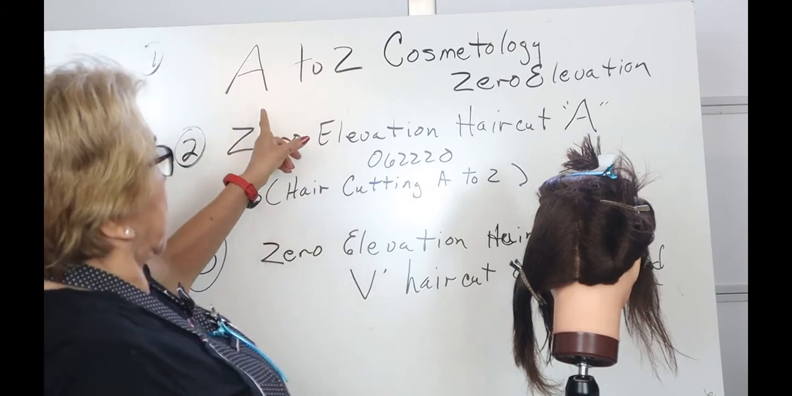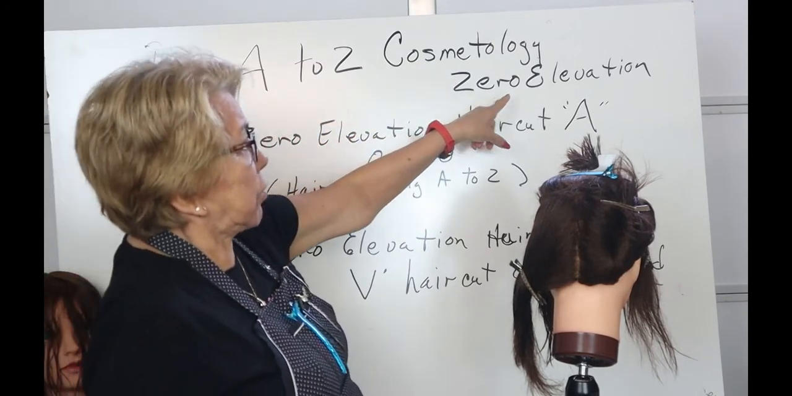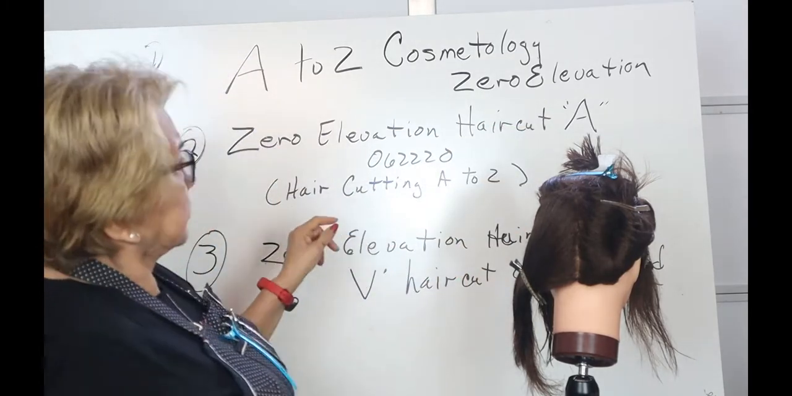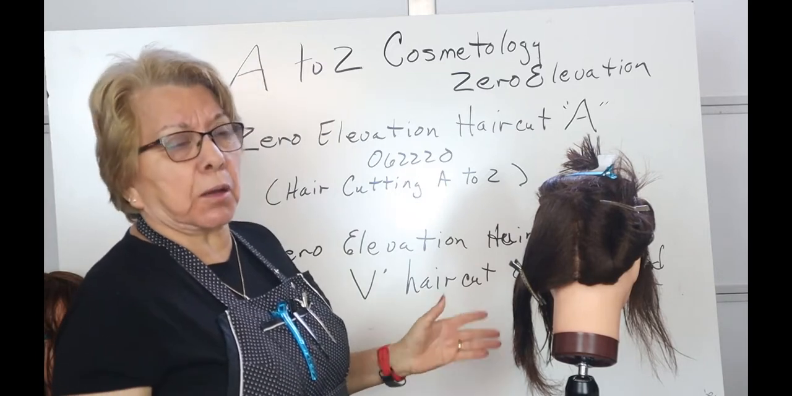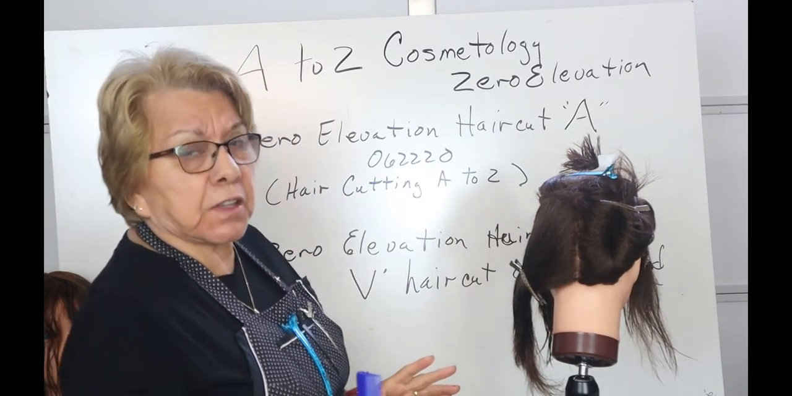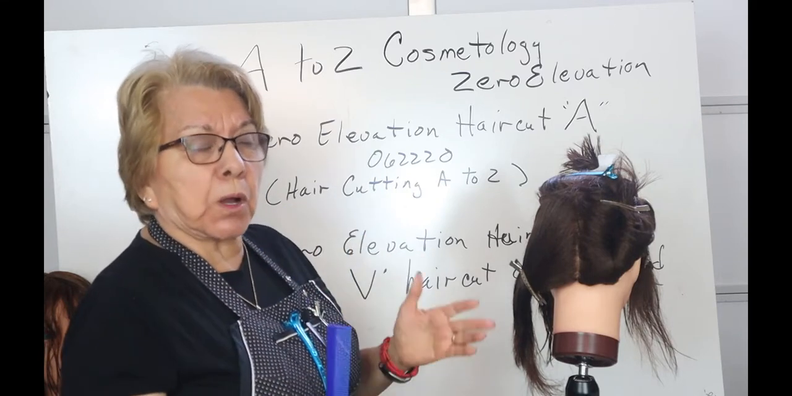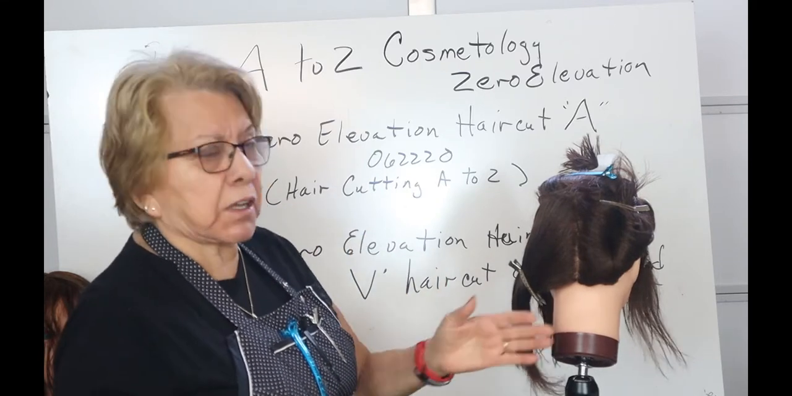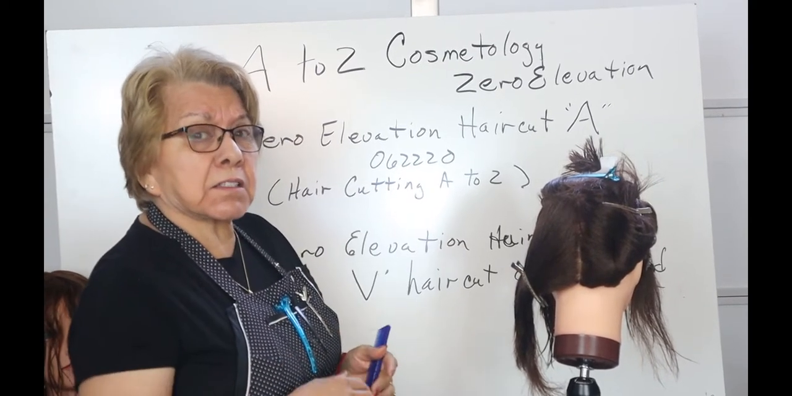So the first video is A to Z Cosmetology Zero Elevation. You can look that one up. It goes into extreme detail about all the different parts of the head, the question mark that you make, the number one, the number two. It spends a lot of time with that before it gets into the zero haircut. The second one does the same thing.